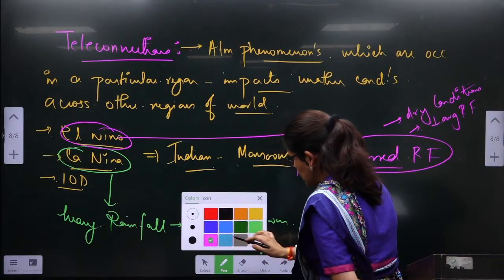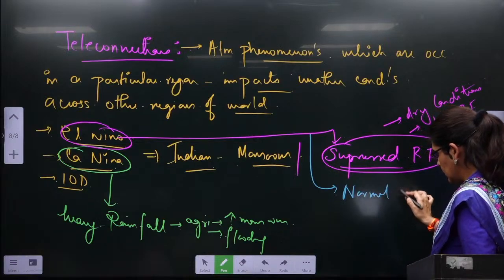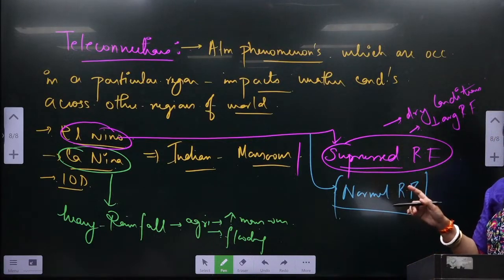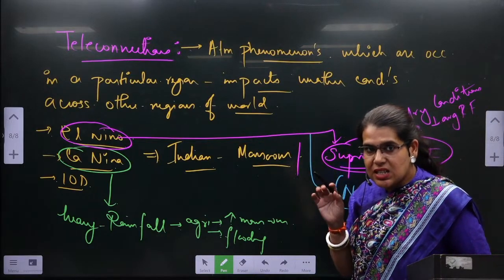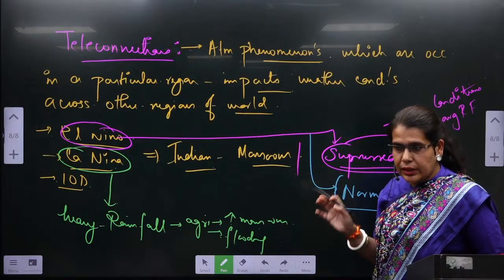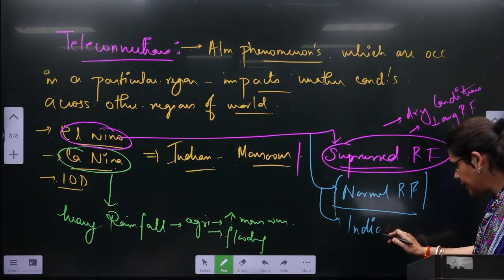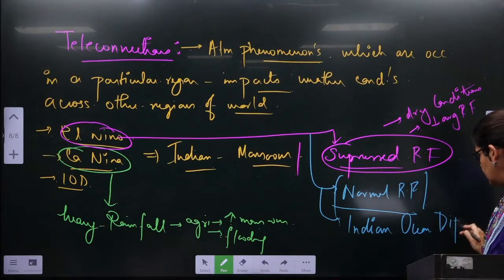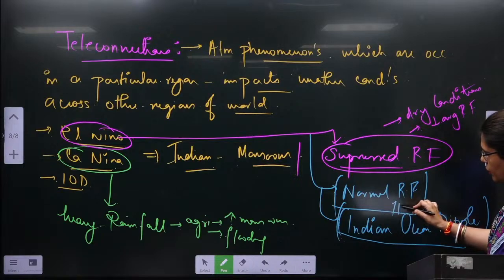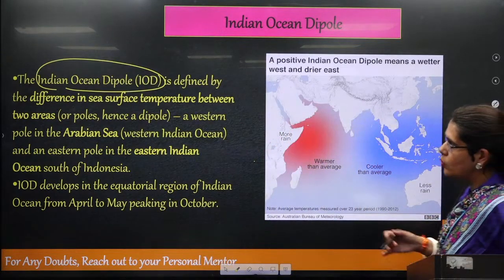But there can be certain other conditions when even in El Nino we can have normal rainfall. In a particular year, if El Nino conditions are existing, still there can be another phenomenon called the Indian Ocean Dipole. Then the impact of El Nino would reduce. So if it is coupled with the Indian Ocean Dipole, it can result in normal rainfall. So let's learn this. Indian Ocean Dipole is another coupled system.